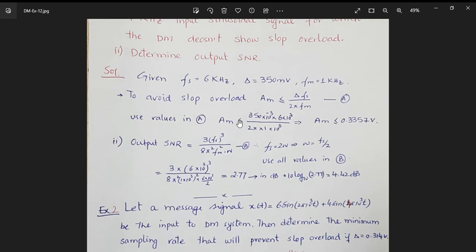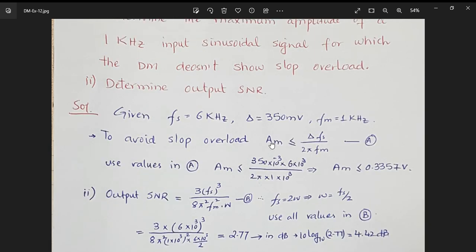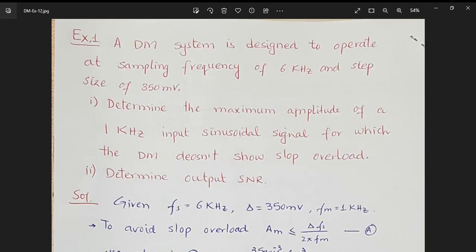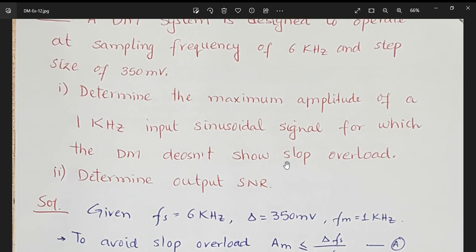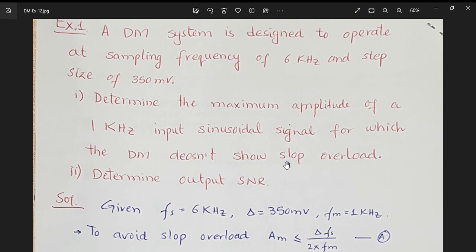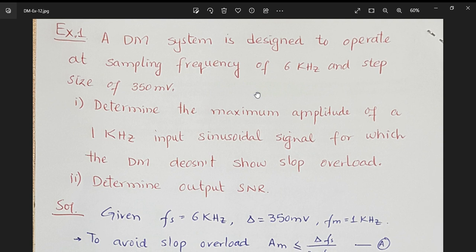So in this session, we are going to discuss a few examples about delta modulation so that we can better understand. We have already discussed delta modulation in our last session. So in this session, we are going to discuss a few more examples about delta modulation.